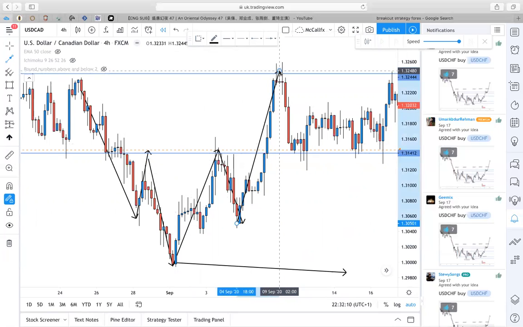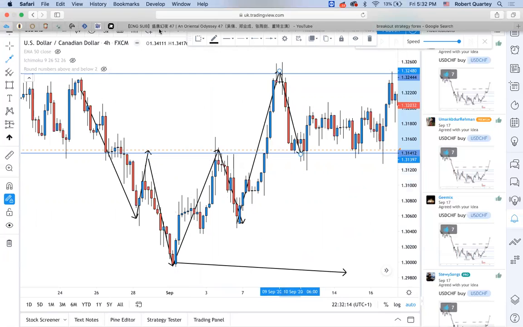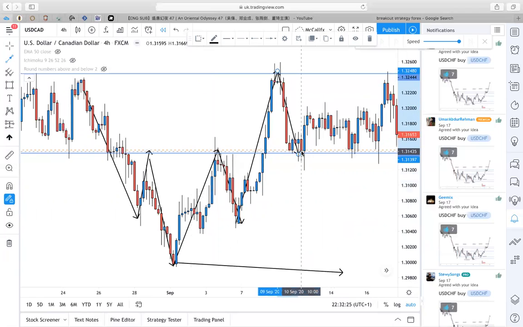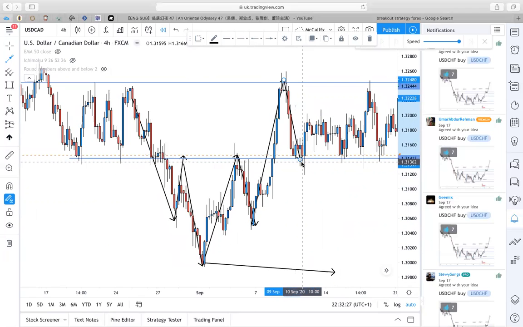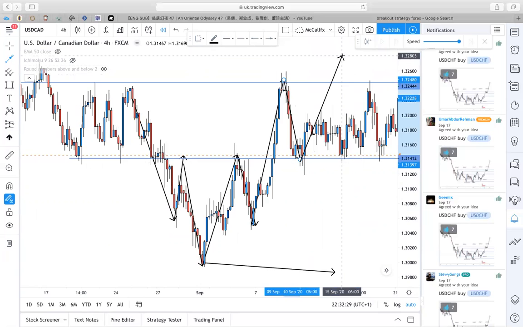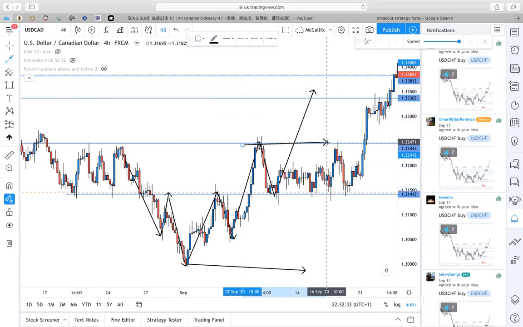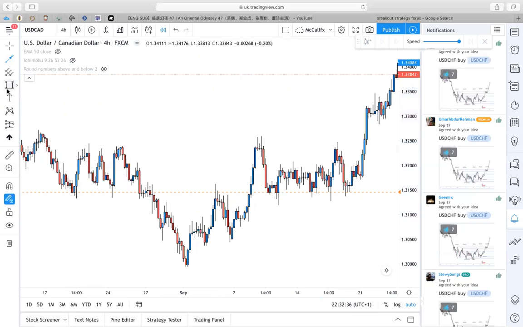I'm waiting for price to get back to this level. So I'm waiting for price to get back to this level, right? If price should get back to this level, then I'm doing what? I'm expecting price to go up. But since I have what? Let me take everything off so you guys can see what I'm seeing.